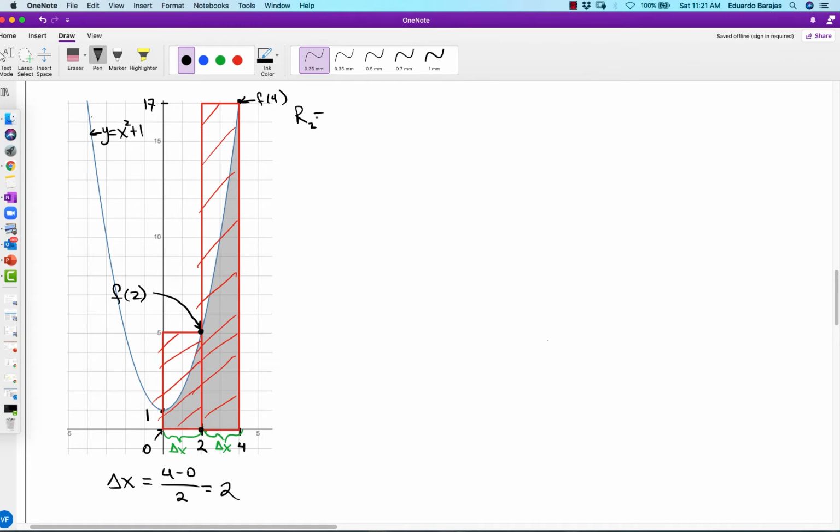Okay, so now R sub 2, well, that's going to be equal to the width of the rectangle times the height of the rectangle. And that first one is going to be f of 2 plus the second rectangle. Again, it's got a width of delta x, and then we multiply that by its height. That's going to be f of 4. Okay, so this is rectangle 1 and rectangle 2, a height of f of 2, a height of f of 4. So R sub 2 is going to be equal to delta x, and again, just to establish the pattern, I'm going to write it down. It's going to be 4 minus 0 divided by 2 times f of 2. Now f of 2 is 2 squared plus 1, plus delta x, which is again 4 minus 0 divided by 2 times f of 4, which is 4 squared plus 1.